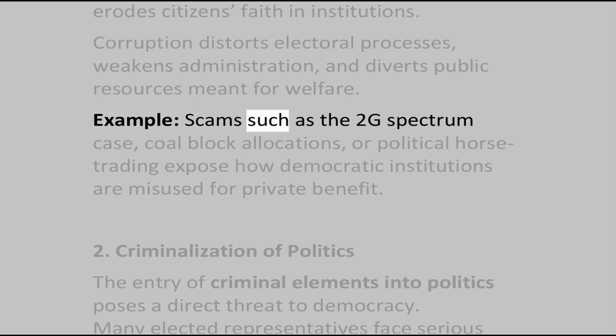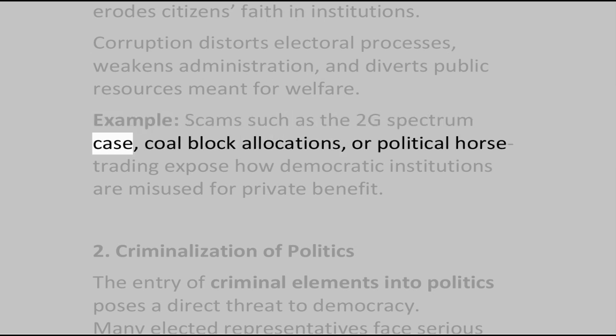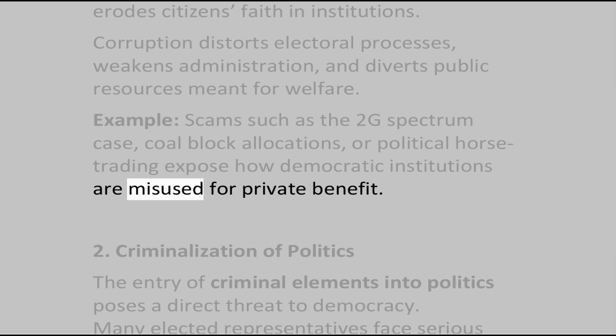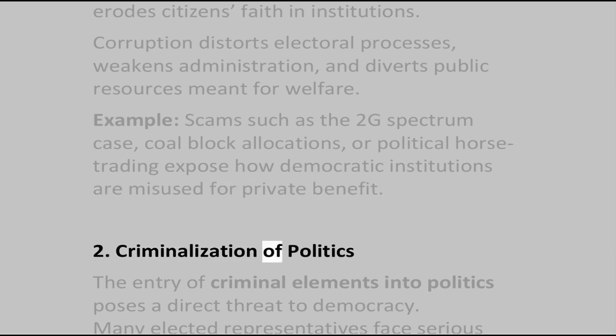Example: scams such as the 2G spectrum case, coal block allocations, or political horse trading expose how democratic institutions are misused for private benefit. 2. Criminalization of politics.